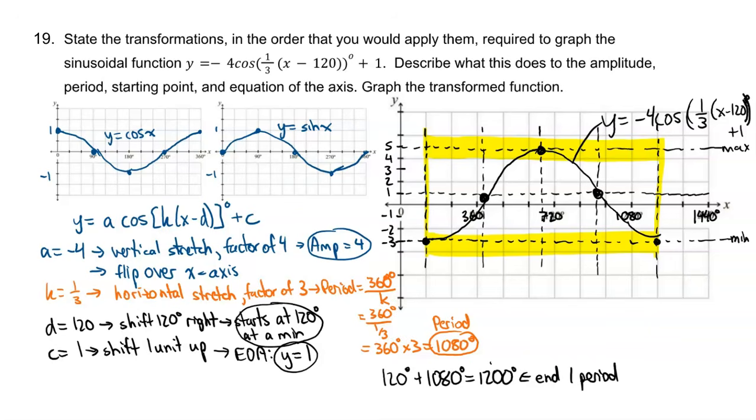The key to keep in mind here is that I'm graphing all this in degrees. And so if you're doing this in radians, it's the same idea, but we just keep in mind that instead of 360, we have 2 pi on the x-axis.